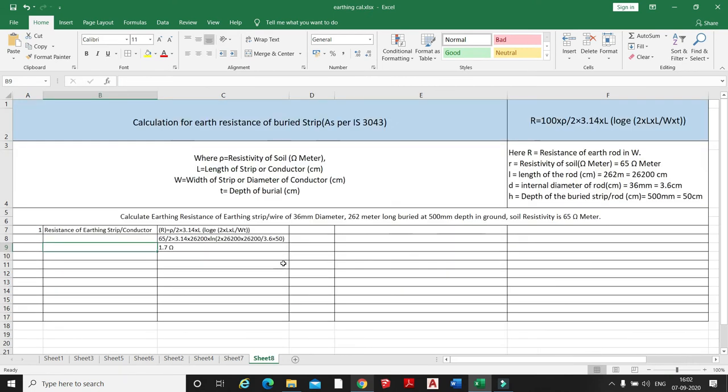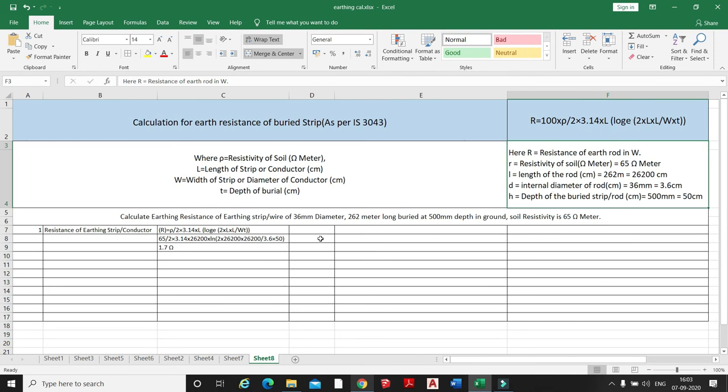And this is the second one, calculation of earthing resistance of a buried strip as per IS 3043. When you bury the strip, how do you calculate the value of resistance? The formula is R equal to 100 into rho divided by 2 into 3.14 into L, log of 2 L square divided by W into T, where rho is the resistivity of soil in ohm meter, L is the length of the strip or conductor in centimeter, W is the width of the strip or diameter of the conductor in centimeter, and T is the depth of burial in centimeter.